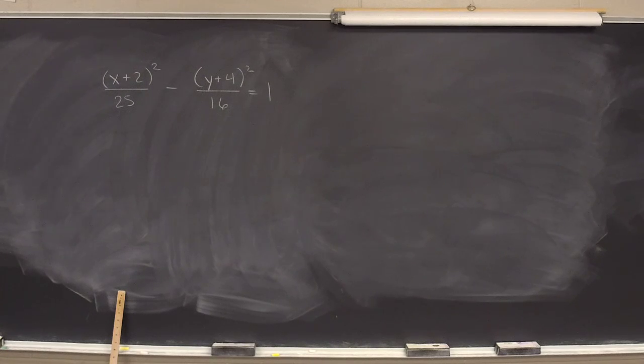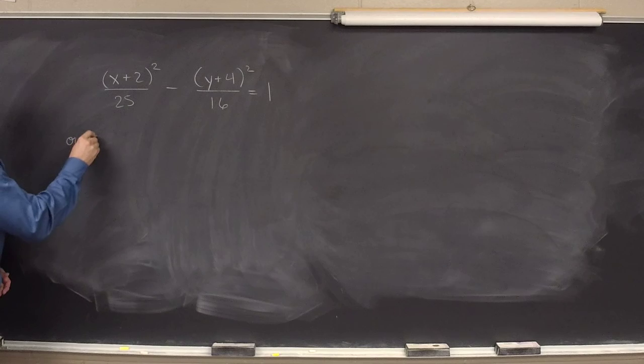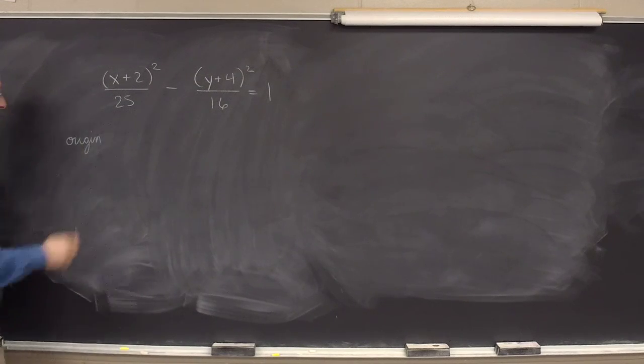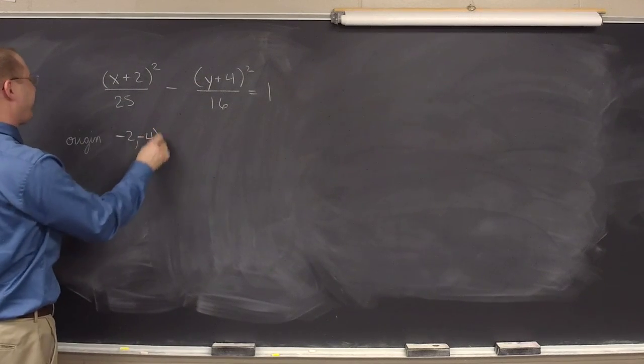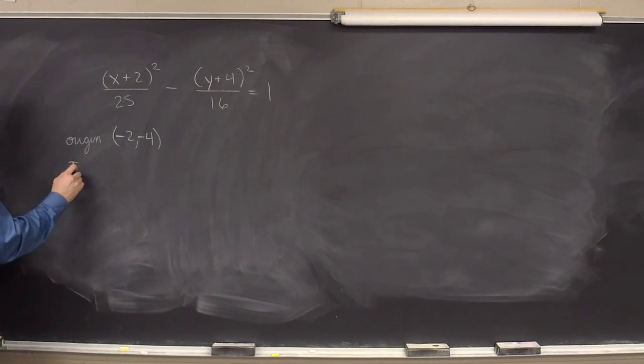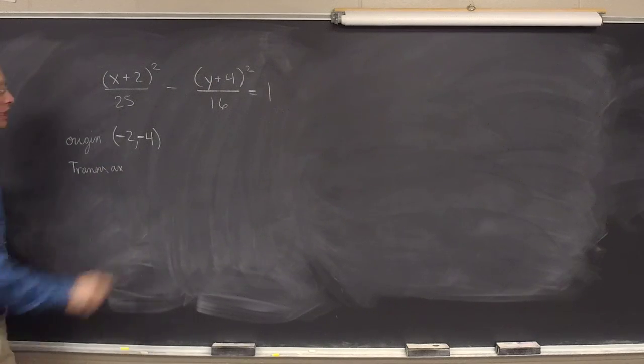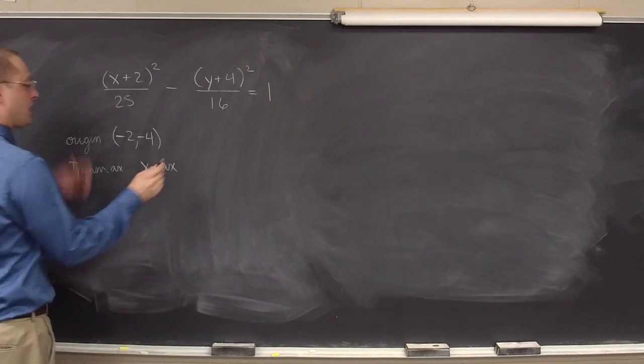What is it that tells me that the origin has been translated, Quentin? Something is being added to the x and y's. Yeah, inside the square of the x and y, we've got something added or subtracted. Where do you think the origin is going to be? -2, -4. You guessed it. Again, not really anything new here, right? Just -2, -4. The transverse axis is still going to be which one? The x-axis, because it's got the positive.